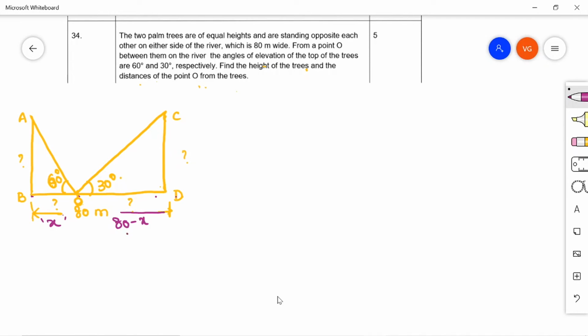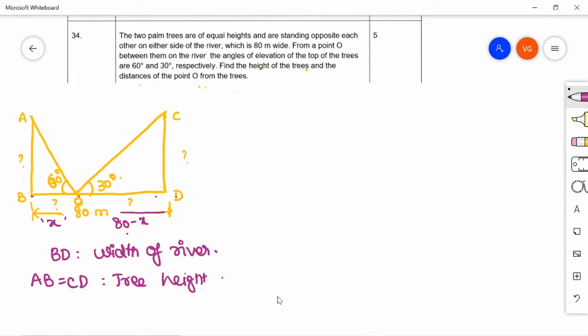OD is 80 minus x. Now here write down what you have assumed, that is a must, because this is a 5-marker question. So BD is the width of the river, write it properly. AB is equal to CD is equal to the height of the tree. Then O is some point on the river, mark it very properly. Write down that given data in the form of sentences. As it is a 5-marker question, you need to mention this.